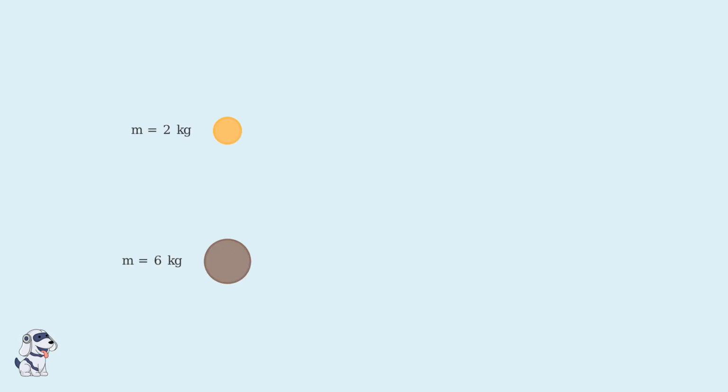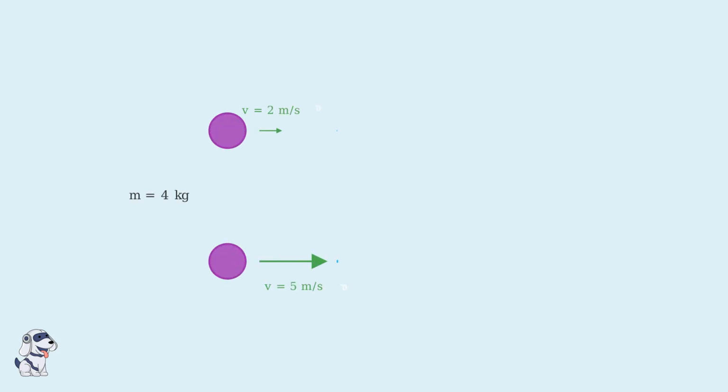A heavier object moving at the same velocity will have more momentum than a lighter one. Let's see this in action. Similarly, an object moving at a higher velocity will have more momentum than the same object moving slower.